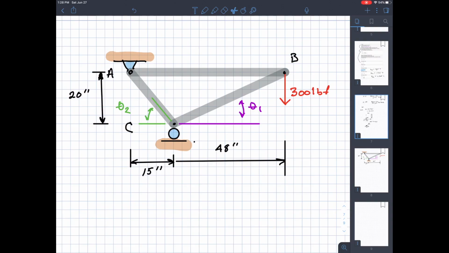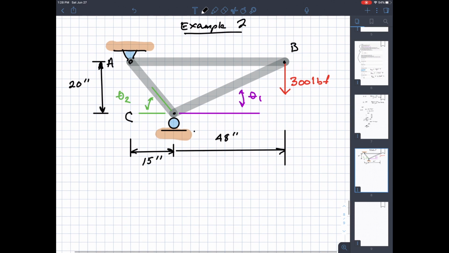In this video we're doing another example, number 2, of solving a problem using the method of joints. Okay, so as we get started, let's take a look at it. What joint do you think we should start with?